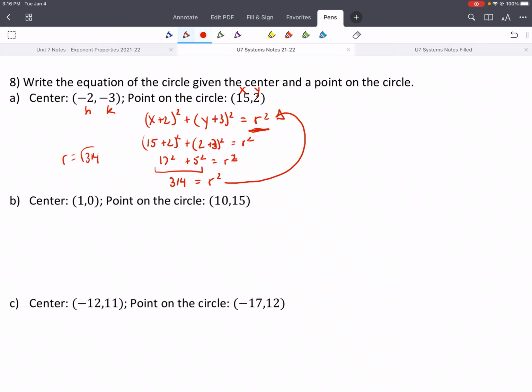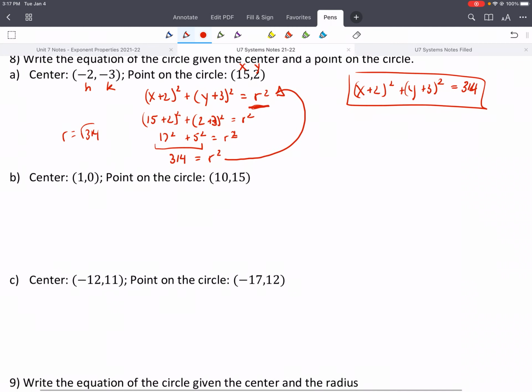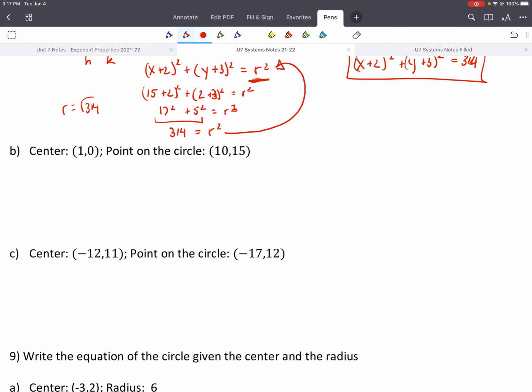We can just plug that in, and our final answer would be x plus 2 squared plus y plus 3 squared equals r squared, which is 314. Okay, and we're done. All right, if you want another example of that, we'll do B, I guess, really quick. So again, this is our h and k. So we would get x minus 1 plus y minus 0, well that's just y, equals r squared.